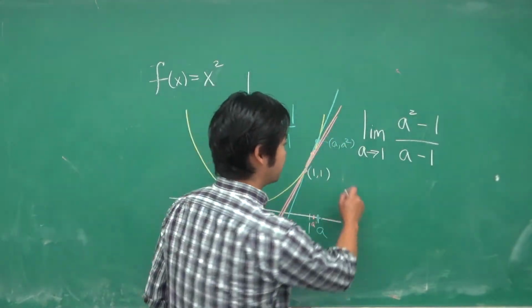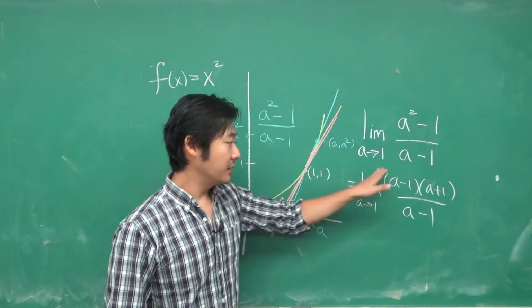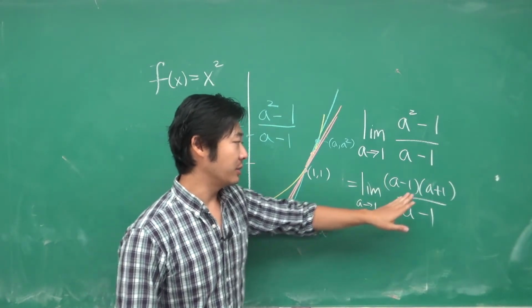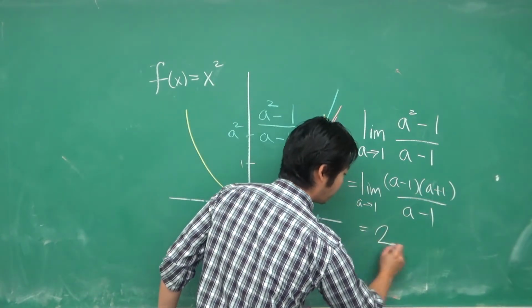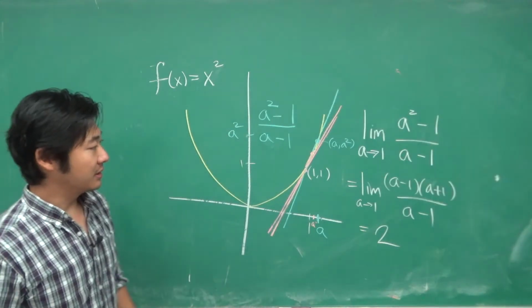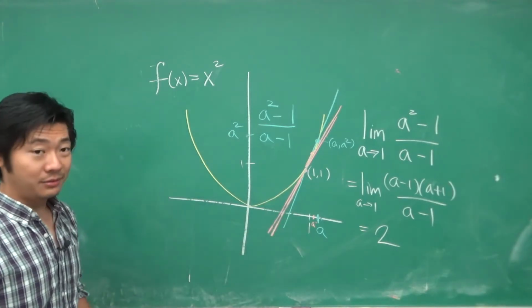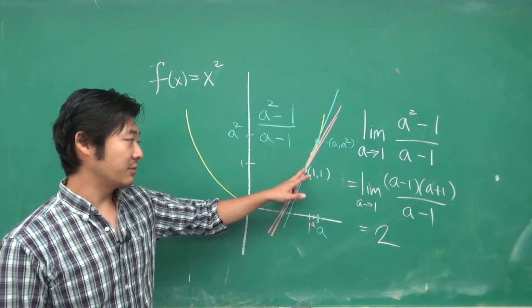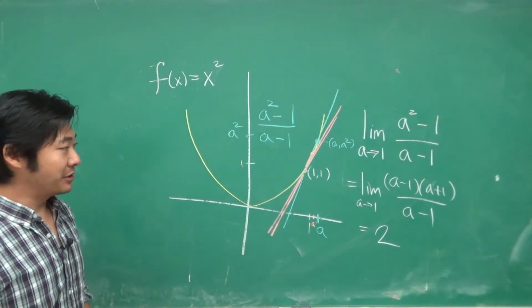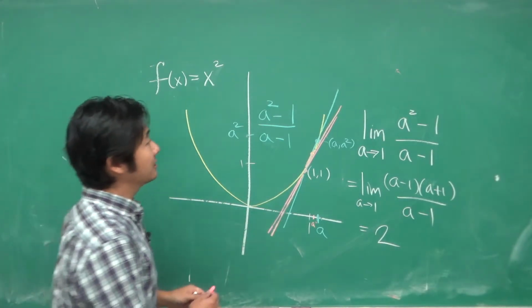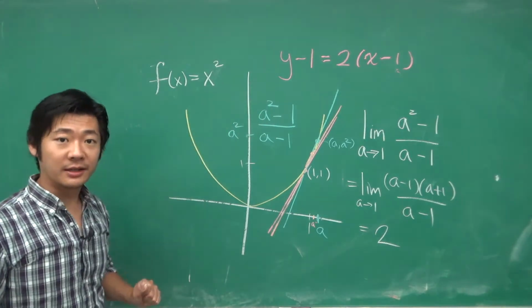We just factor the numerator. These will cancel out in the limit, and we plug in 1. So this is 2. So the slope of the pink line is 2, and it crosses this point (1, 1). So the equation of the pink line is given by something like this.